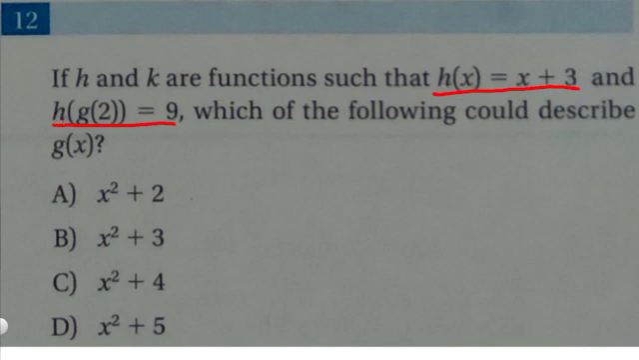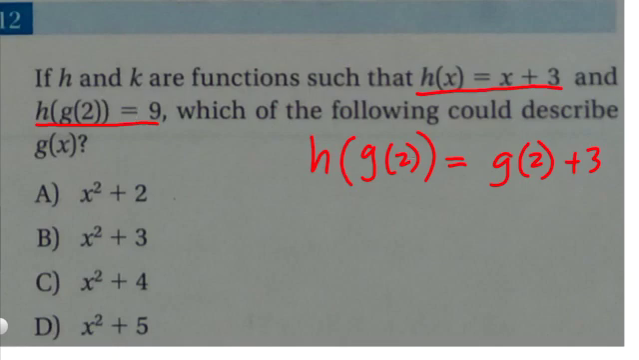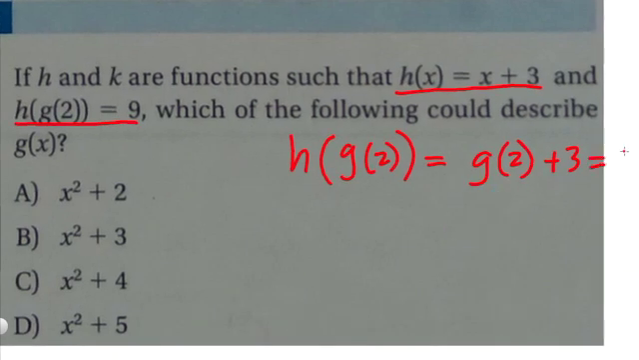For example, here we have h of g of 2, meaning we replace x in the function h of x, which is equal to x plus 3, with g of 2. Therefore h of g of 2 is equal to x plus 3. Instead of writing x, we are going to write g of 2: g of 2 plus 3. And that is equal, according to our information in the problem, to 9.